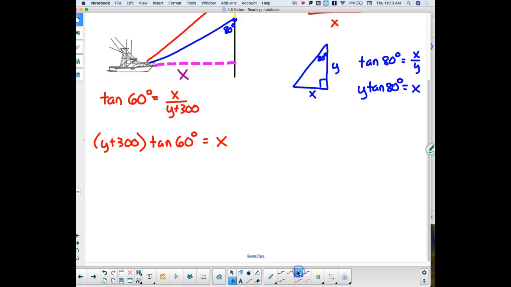So y times the tangent of 80 degrees is going to equal the tangent of 60 times y plus 300. Are you guys okay if I just distribute this in right away? So y tangent of 60 plus 300 tangent of 60. Now what?